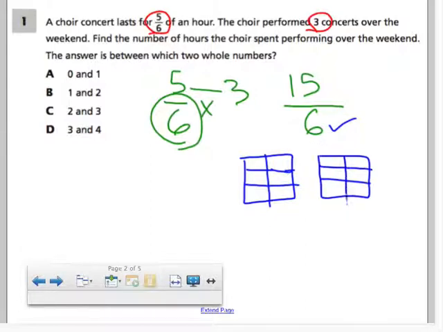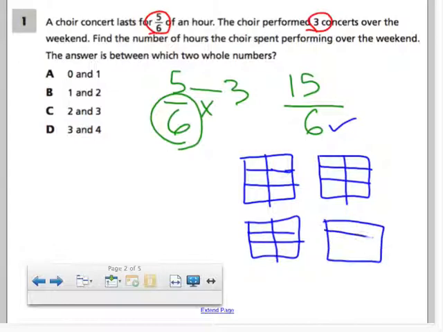1, 2, boom. There we go. 1, 2, there you go. And 1, 2, boom. There we go. And that gives us 6 pieces per fraction model, which is what the denominator right there is telling us to do. Now we have to shade in 15 of those pieces. So here we go. Get ready to count. 1, 2, 3, 4, 5, 6, 7, 8, 9, 10, 11, 12, 13, 14, 15.